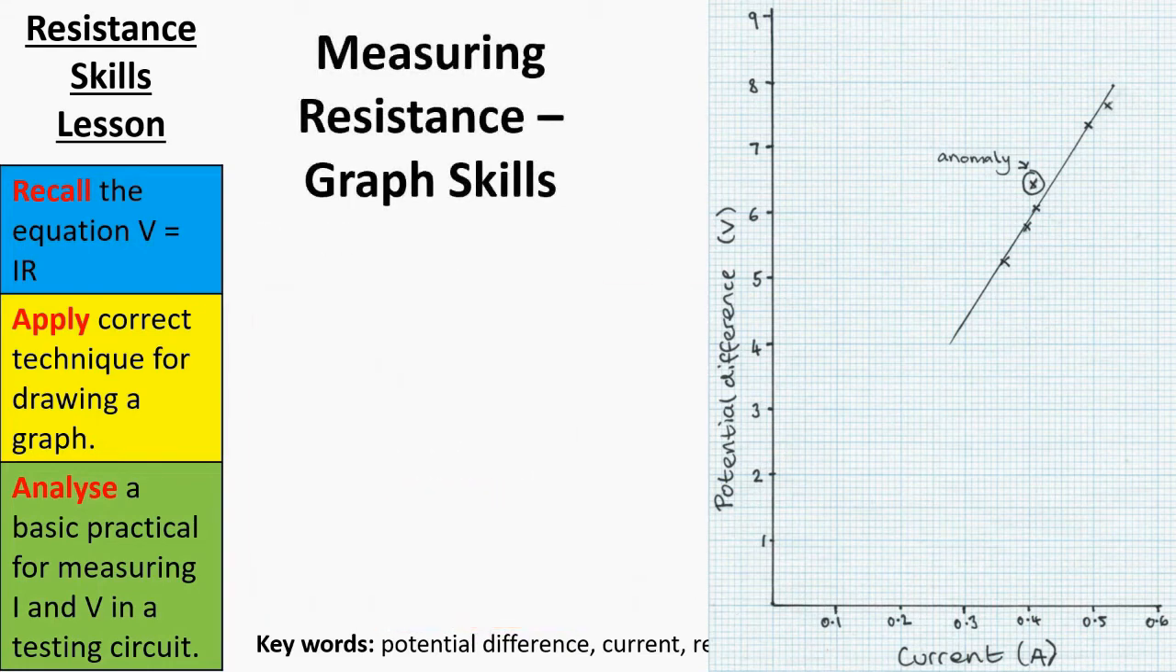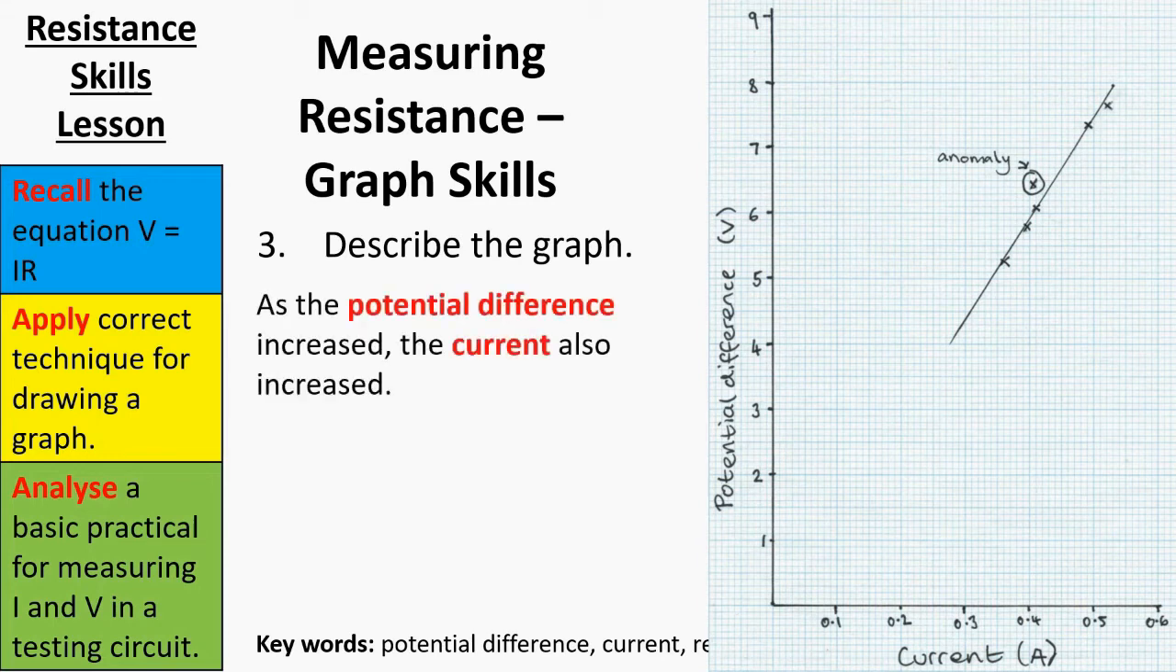So let's take a look at my answers. Number 3 was describe the graph. Any description of any graph in GCSE Physics or GCSE Science should include the axis titles in your answer to make sure that you get the full marks. Never use the word it. The word it is banned. So your answer may look something like this. As the potential difference increased, the current also increased.